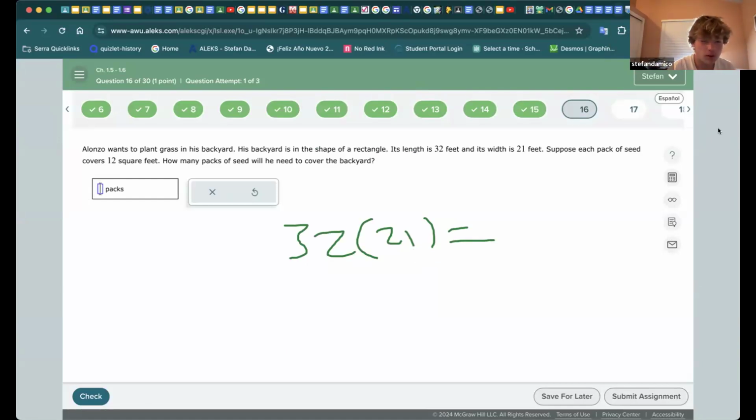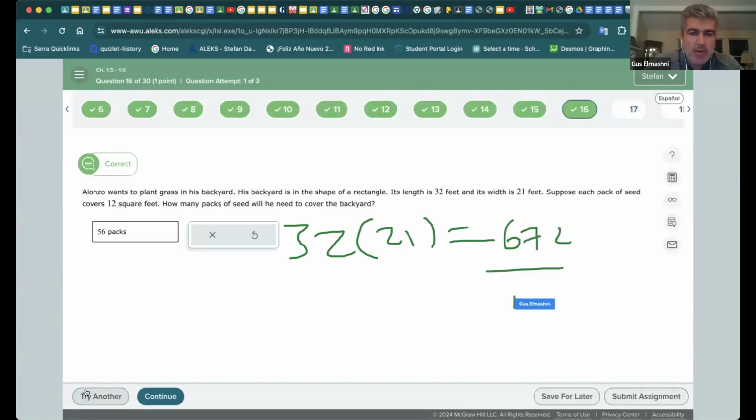It's 4.44 packs. No, the answer is 56, because I took 672, the area, and divided by 12. Oh yeah.